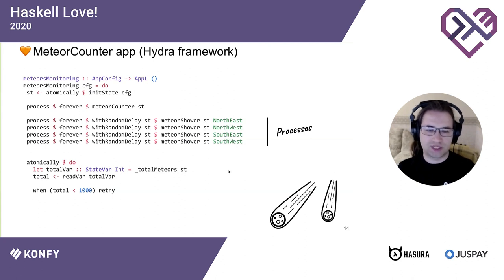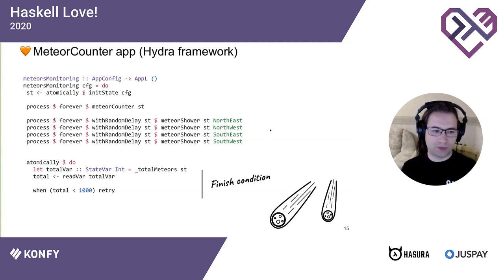And for example, you can have five processes. One of them will be counting the meteors using internal application-wide variables, because those variables are also STM variables, because all of those processes can write in the same memory and they should be synchronized somehow. And STM works really great for this. And another finish condition on the slide, this time we wait for a certain number of meteors registered, and then we finish the application. This is really simple logic.